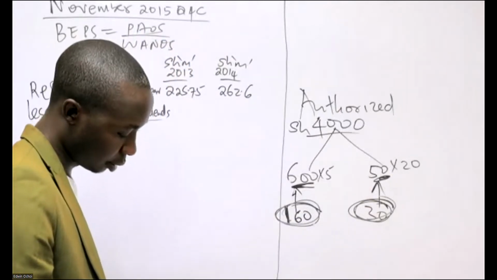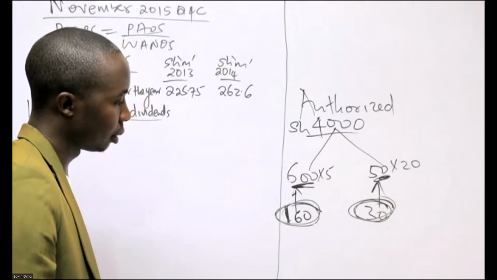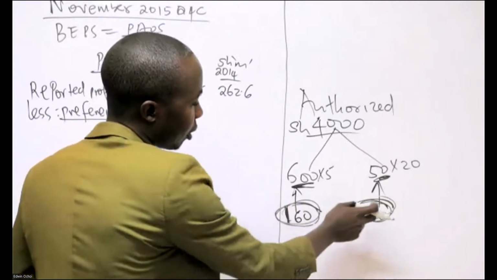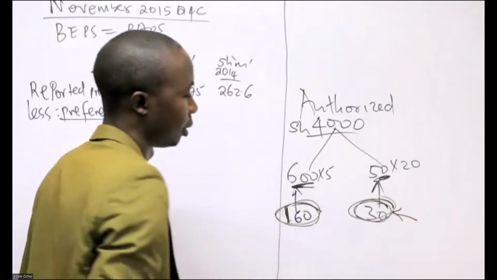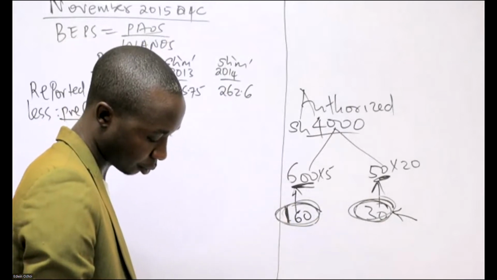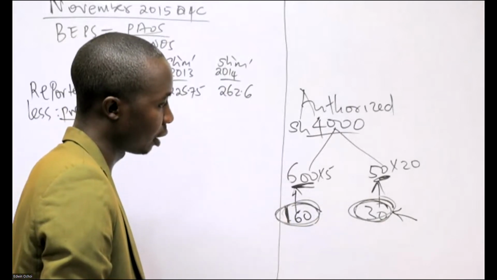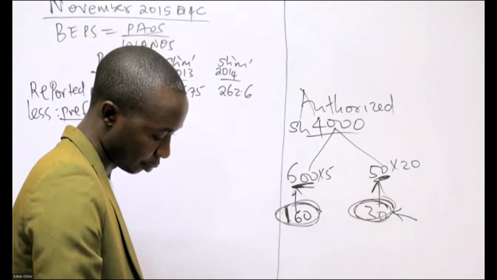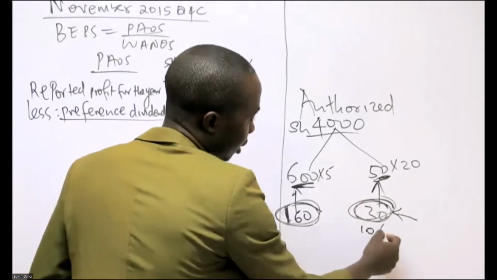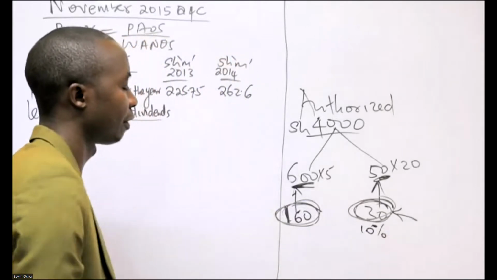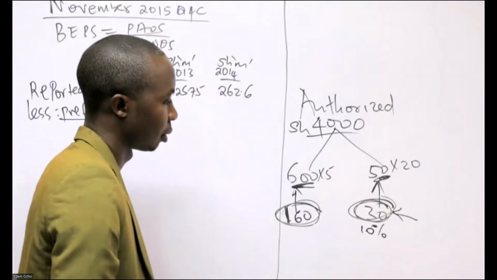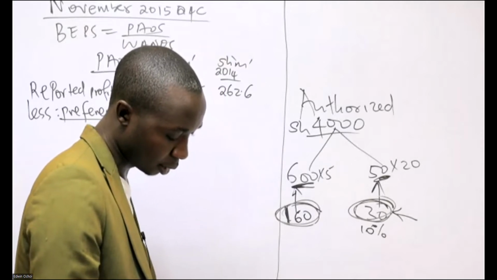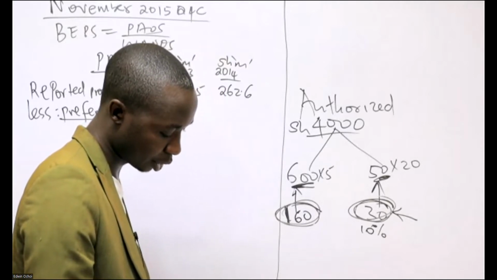So, meaning that the preference dividends will be paid on the preference shares, because the preference shareholders are entitled to preference dividends at a contractual rate. We were told the convertible preference shares were stated at 10%. It's 10% convertible preference shares.